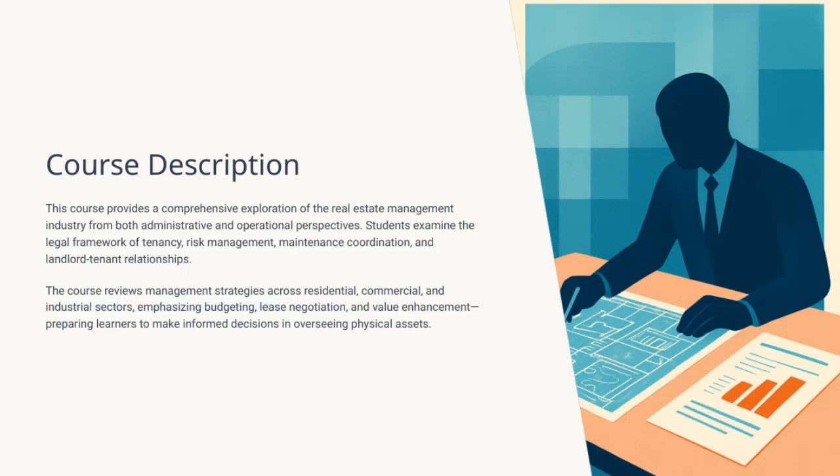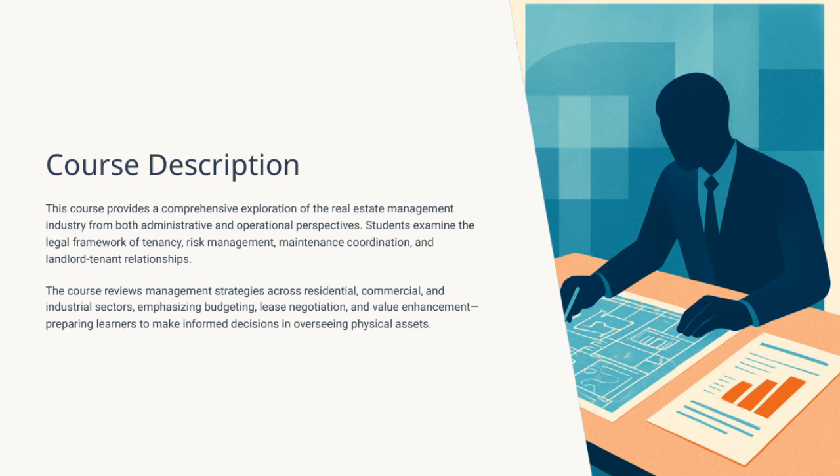In this part of the course, we take a close look at management strategies across different sectors: residential, commercial, and industrial. We'll explore how to effectively handle budgeting, negotiate leases, and find ways to enhance the value of properties. These skills are essential because they prepare you to make informed decisions when overseeing physical assets, ensuring they perform well and meet their intended goals.